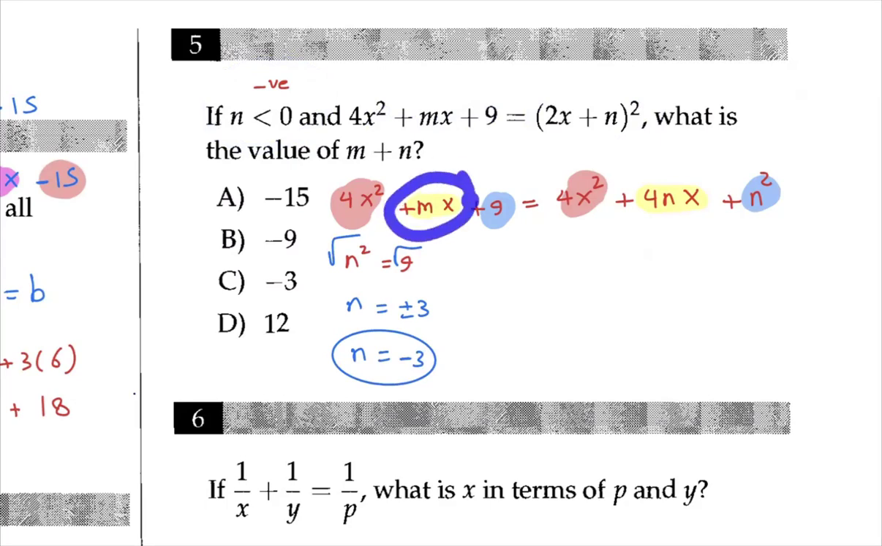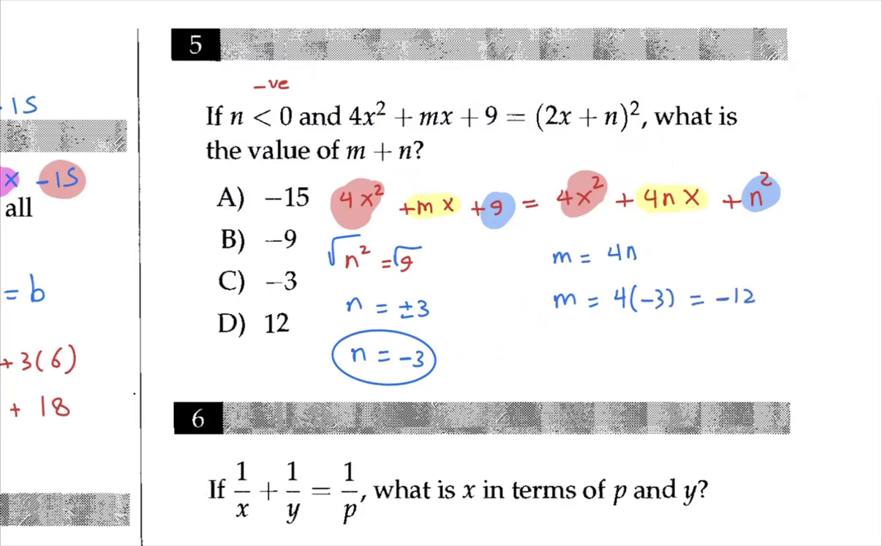Once we get n, let's see how we can get m. Look at the middle term here and the middle term here. We know this is x, this is x. It means the coefficient here for n is equal to the coefficient here for m. So m equals 4n. And here we got the value of n to be negative 3. That means m equals 4 times negative 3 equals negative 12.